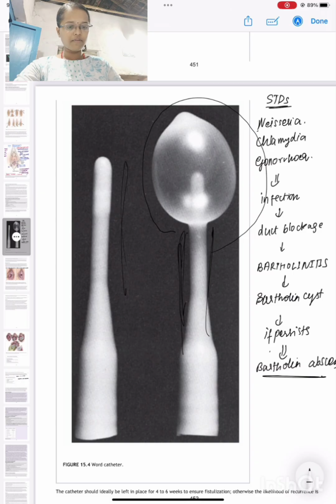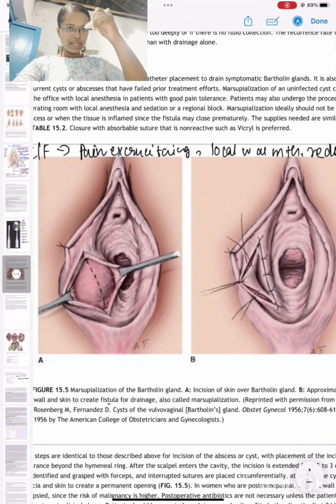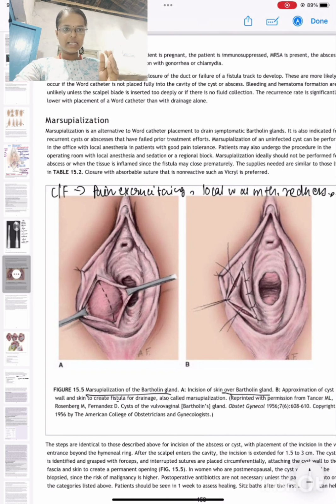Then this diagram is showing marsupialization of Bartholin gland. See, you are putting an incision over the Bartholin gland, and then there is approximation of the cyst wall, that you will approximate with the skin. Here this side and that side. So whatever the cyst is there, it's open for some time. So this is called marsupialization. The approximation of cyst wall and skin to create a fistula for drainage is marsupialization. This is preferred when you are not putting a Word catheter.